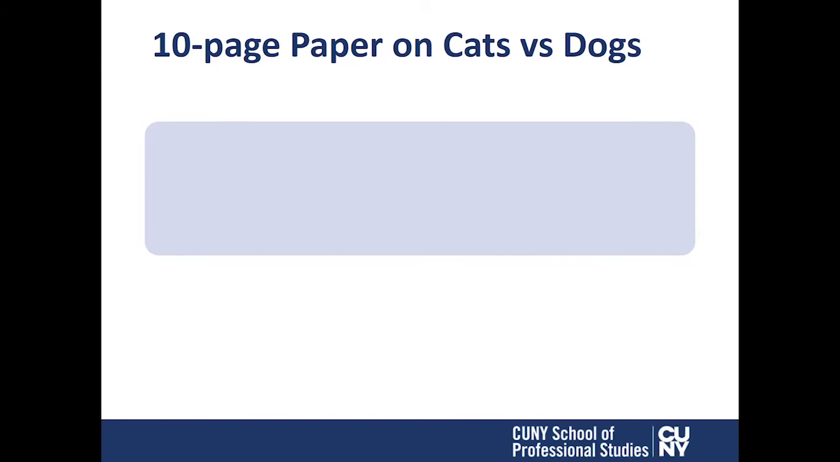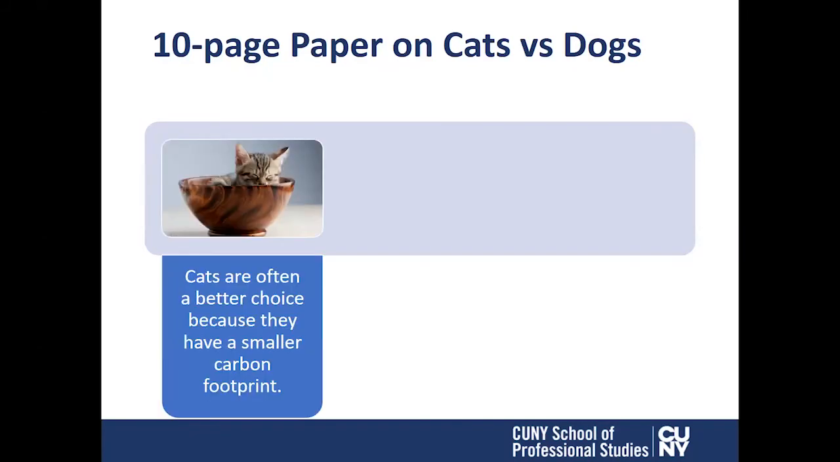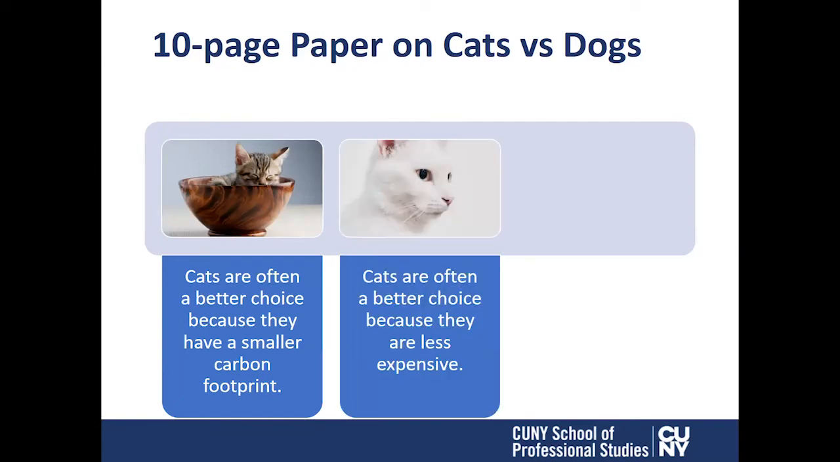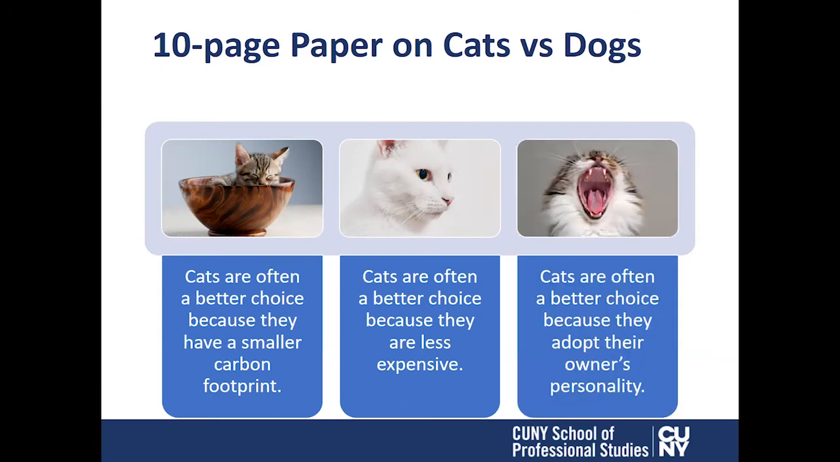So, using my last thesis and organizational statement, my first short paper would be about how cats are often a better choice because they have a smaller carbon footprint. The second short paper would be about how cats are less expensive, and that makes them a better choice. And the third and last mini paper is about how cats adopt their owner's personality, making them a better choice than dogs as a pet.